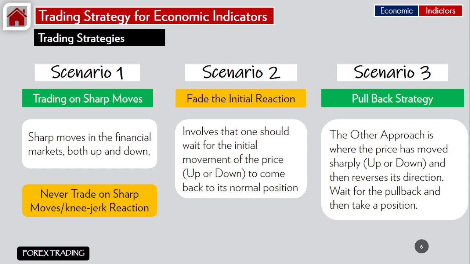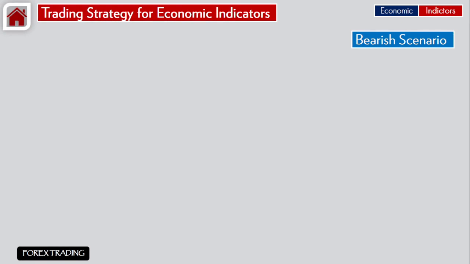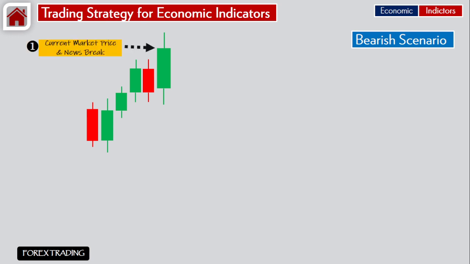So this is how you look at the economic indicator data and then look at these three scenarios to develop your strategy. Okay, so let's see what happens in the market when the data comes out. So what is the bearish scenario? For example, this is an upward market, the price is moving up, and over here this is the current market price, and highly likely there is a news break as well.